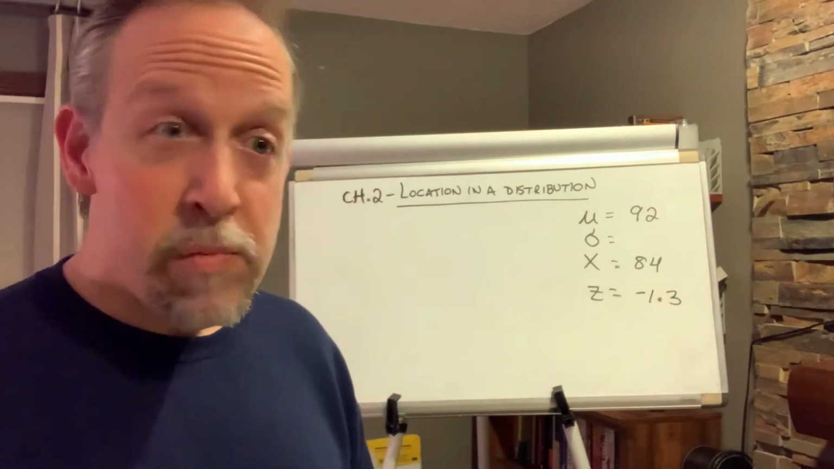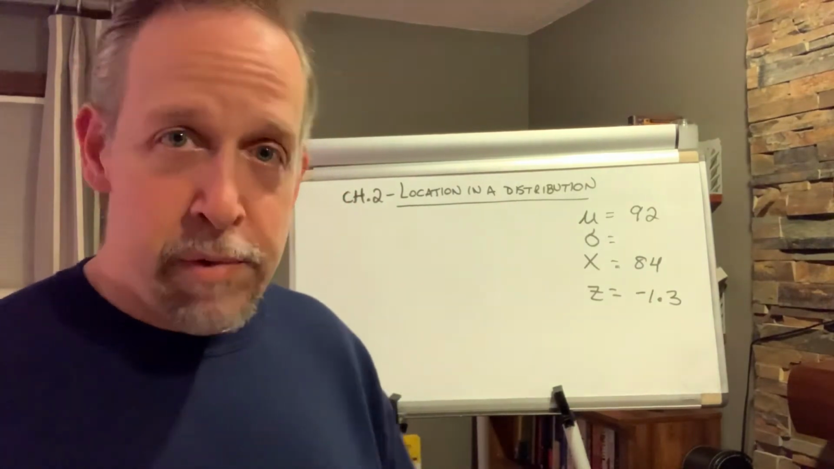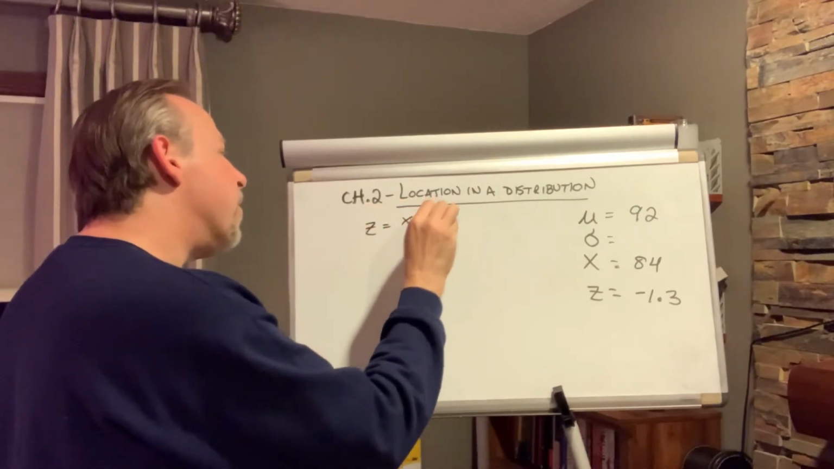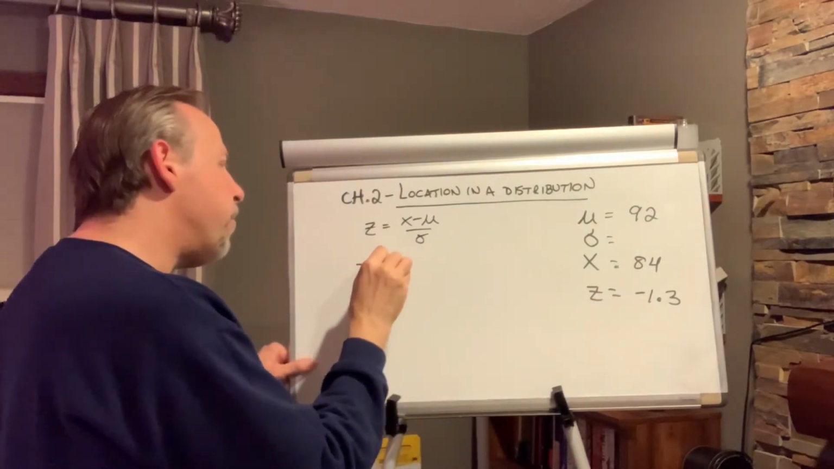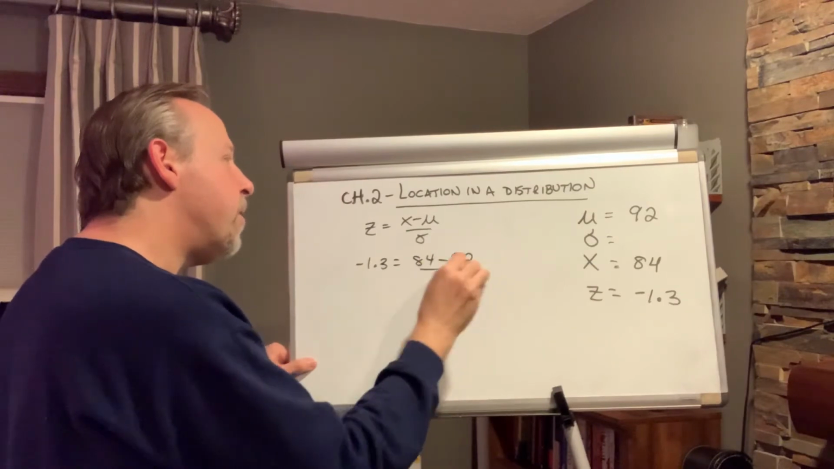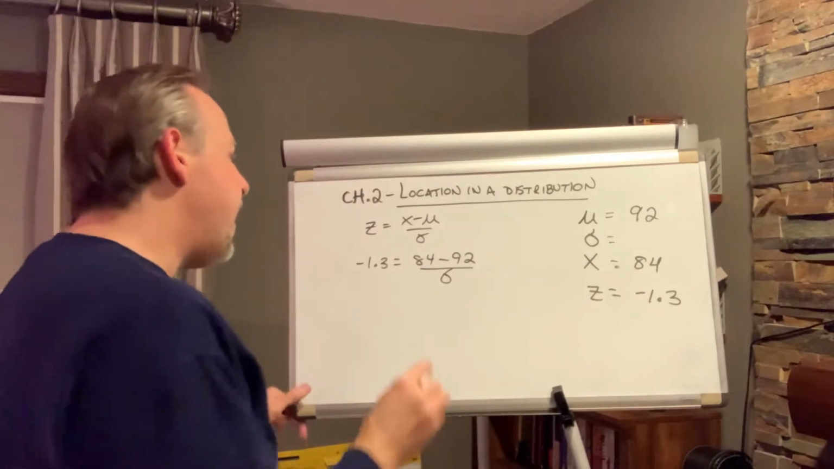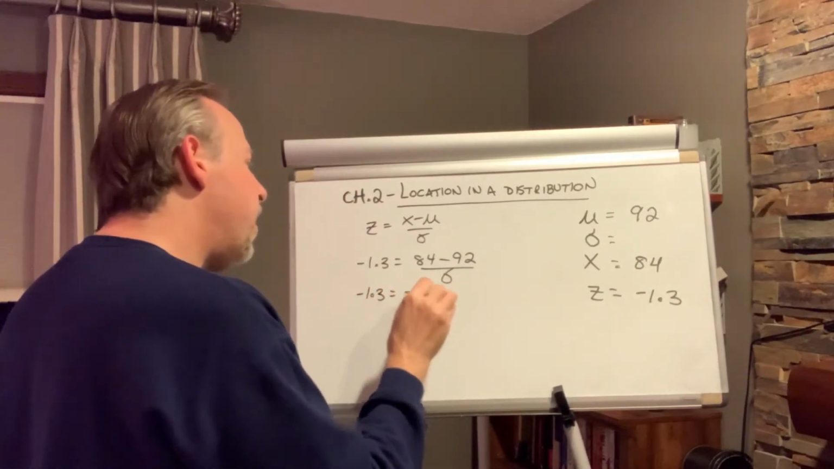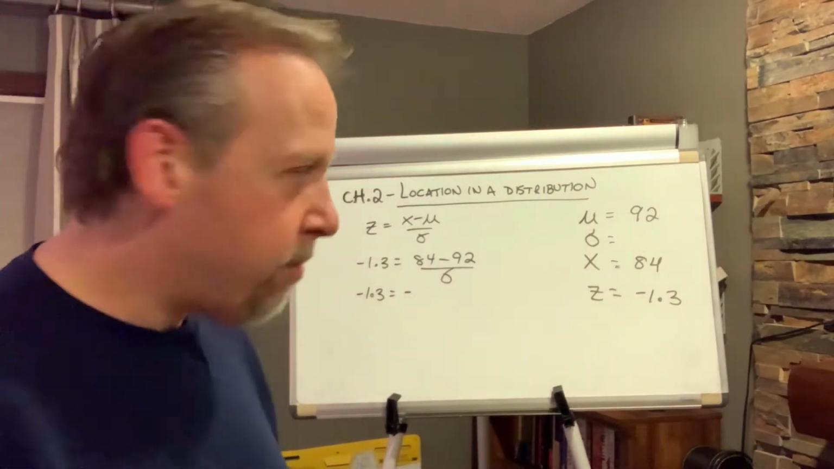Algebra. The z-score formula has 4 variables: z, x, mu, sigma. So remembering that z equals x minus mu over sigma, we could just plug in what we know. Z is negative 1.3, x is 84, mu is 92, sigma is the unknown. Well, 84 minus 92, what is that going to be? Well, 84 minus 92 is going to be negative 8.